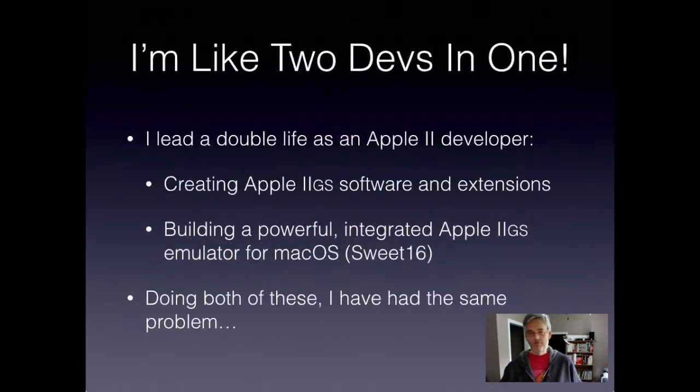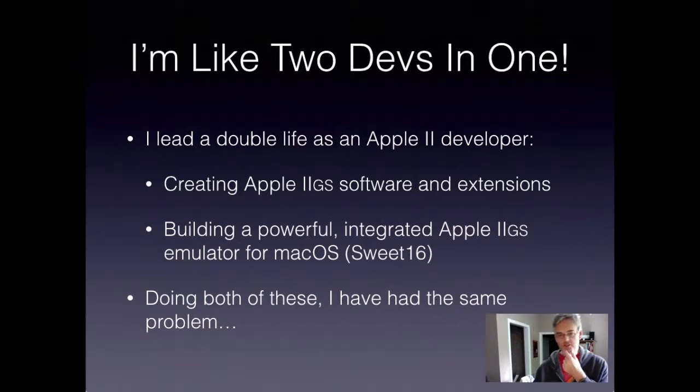So in my life, I'm kind of like two developers in one. I kind of lead this double life where I create Apple IIgs software, extensions, utilities, games, etc. But I also work on the Sweet 16 emulator, and I have a lot of enthusiasm for finding ways to integrate the emulator, Sweet 16, with the host platform, which in this case is Mac OS. Features like drag and drop, shared clipboards, all of this kind of stuff that make it possible for somebody to use a GS application as part of their regular workflow, even with their Mac or whatever, and just to share information back and forth more easily.